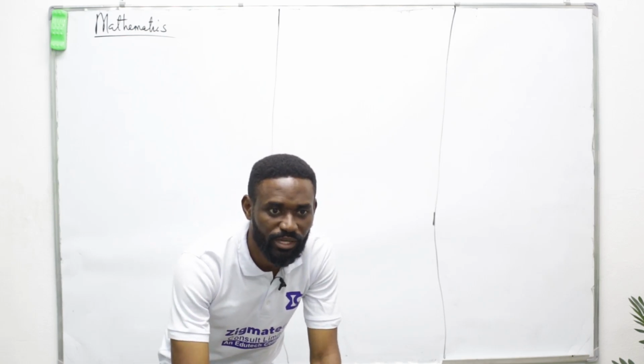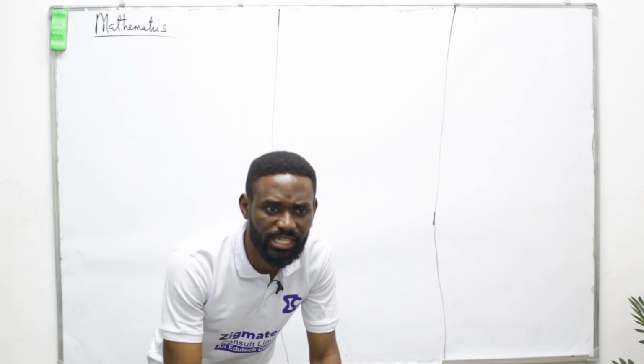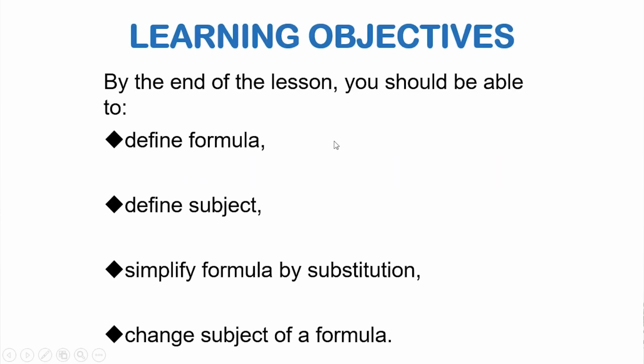We will be looking at a topic in mathematics today, change of subject formula. And here are our learning objectives. By the end of the lesson, you should be able to define what a formula is, so you will know what it is. You will define what a subject is. We will simplify formula by substitution, and you will change the subject of a formula.